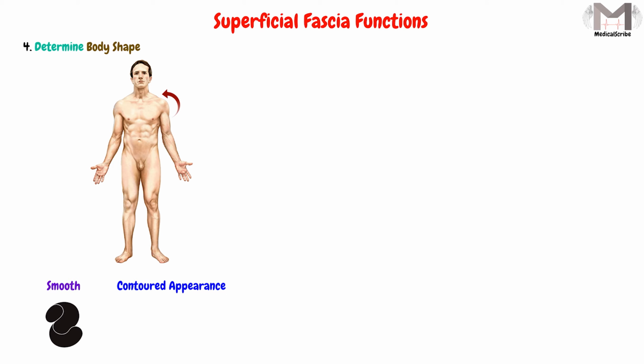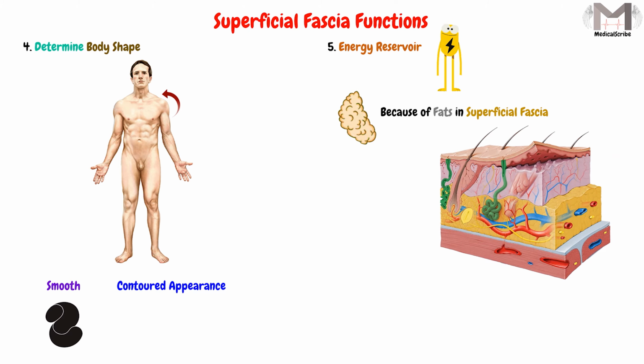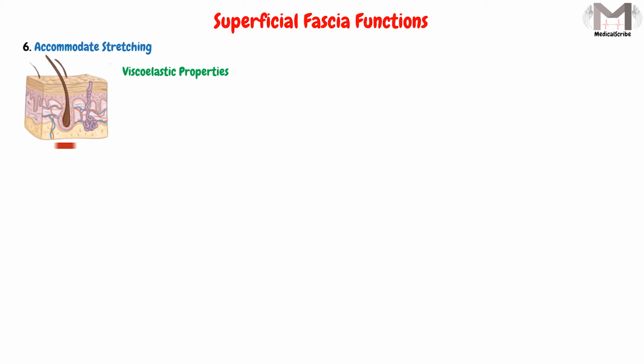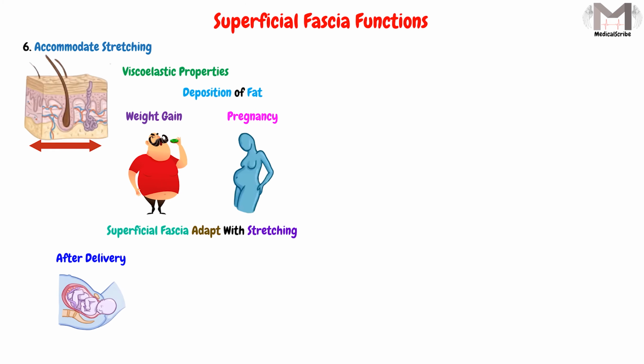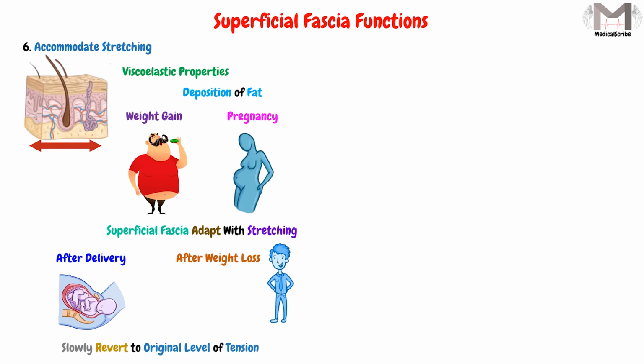While the fifth function of the superficial fascia is that it will be considered an energy reservoir because of the fats that exist in this layer. And the sixth function of this layer is that because of its viscoelastic properties, the superficial fascia can stretch to accommodate the deposition of fat that accompanies weight gain and pregnancy, for example. So the superficial fascia can adapt with this stretching. Then after delivery or after weight loss, the superficial fascia will slowly revert to its original level of tension.